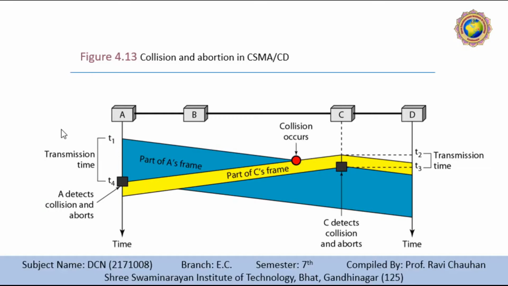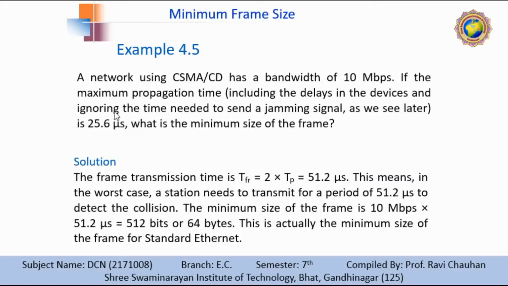So let's have an example for our minimum frame size. A network using CSMA/CD has a bandwidth of 10 Mbps. If the maximum propagation time, including the delays in the devices and ignoring the time needed to send the jamming signal, which we will discuss later, is 25.6 microseconds, what is the minimum size of a frame?